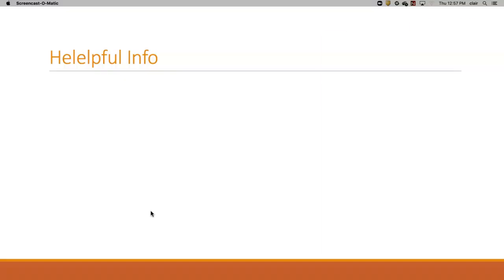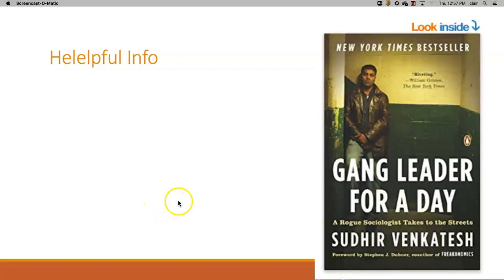And the first one is on Amazon. If you go to Amazon and go to the page for Gang Leader for a Day, there'll be a picture of the cover, and then it has this look inside feature. You can click on it and basically do a text search for the book. If you're trying to find where a specific word or phrase was used, you can use the look inside function to track that down.